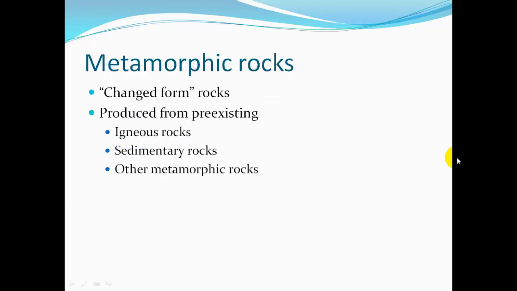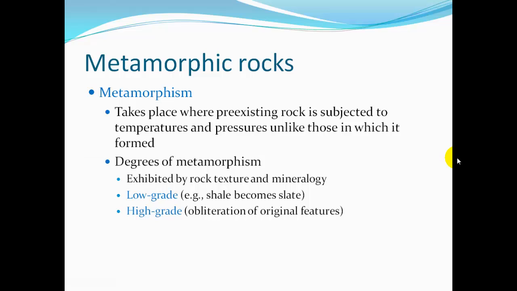Now the next group of rocks is the metamorphic rocks. These are the changed-form rocks produced from pre-existing igneous rocks and from sedimentary rocks or other metamorphic rocks. So metamorphism, the process that makes metamorphic rocks, takes place where pre-existing rock is subjected to temperatures and pressures unlike those in which it was formed.